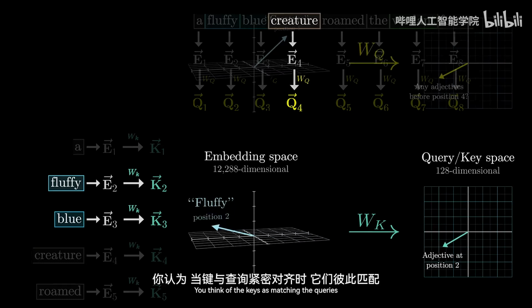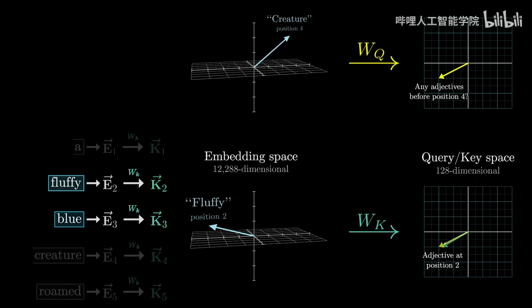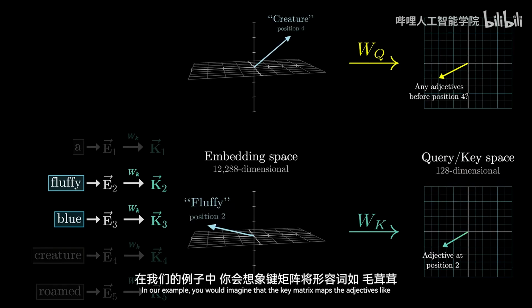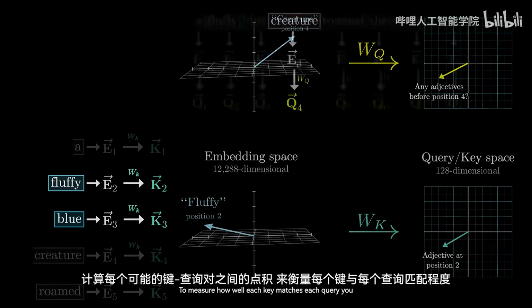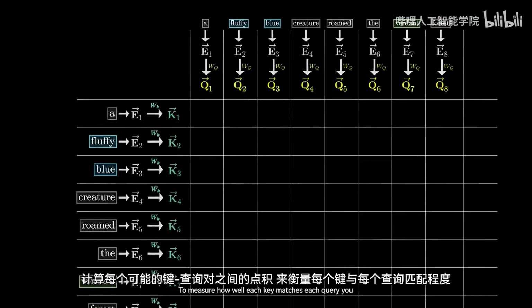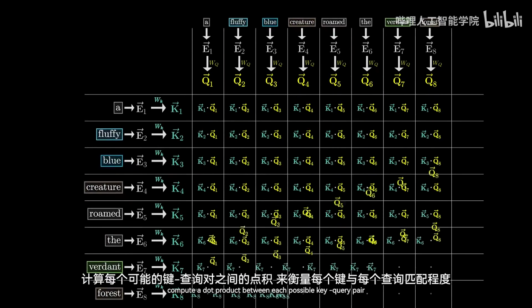You think of the keys as matching the queries whenever they closely align with each other. In our example, you would imagine that the key matrix maps the adjectives, like fluffy and blue, to vectors that are closely aligned with the query produced by the word creature. To measure how well each key matches each query, you compute a dot product between each possible key-query pair.